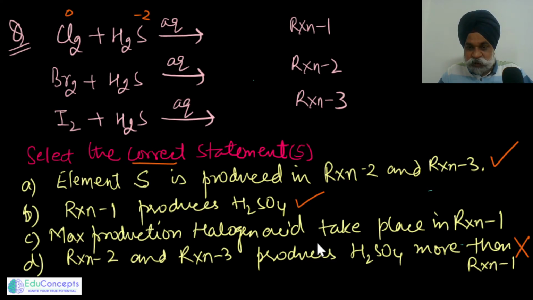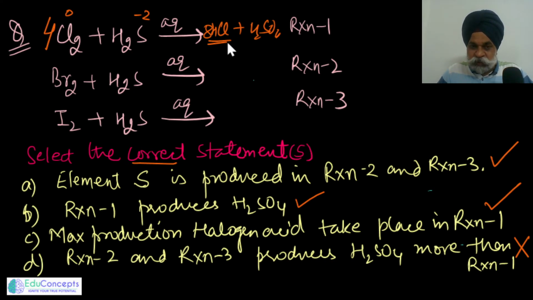Maximum production of halogen acid takes place in reaction 1. So this is, in a way, correct, because 1 mole of H2S happens to react with 4 moles of chlorine, which gives you 8 HCl and 1 sulfuric acid. So maximum production of HCl is in reaction number 1. So options A, B and C seem to be the correct answers.